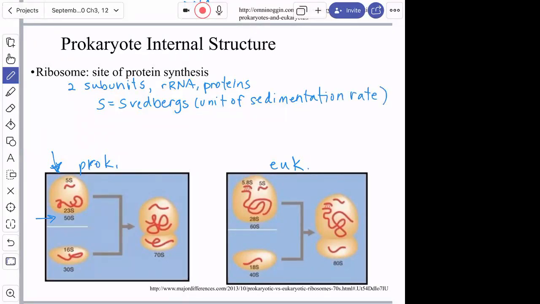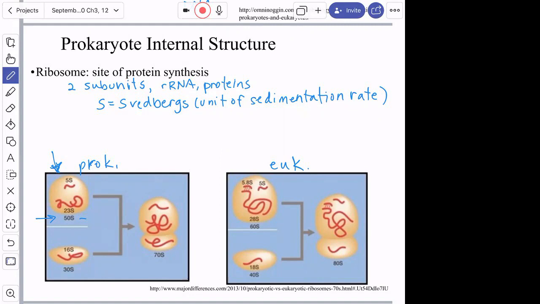For example, that large subunit has a 23S piece of ribosomal RNA and a 5S piece, but then it adds up to 50S. So what kind of addition is that? Well, the sedimentation rate is a function of the mass and the weight and the shape of that ribosomal RNA, so it doesn't necessarily add up there. You've got a bunch of proteins mixed in there that make it sediment a little bit slower.